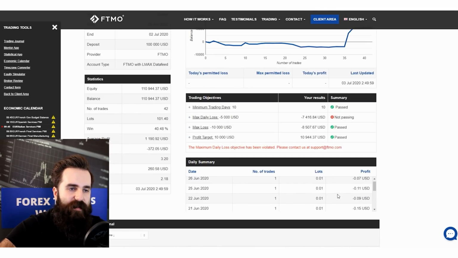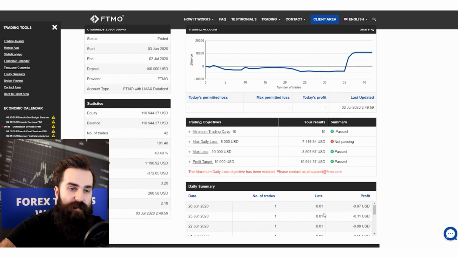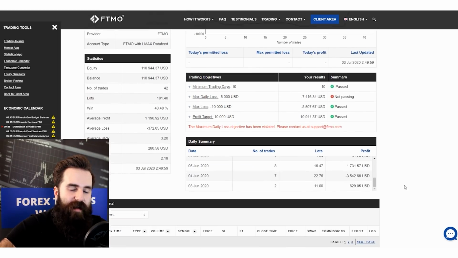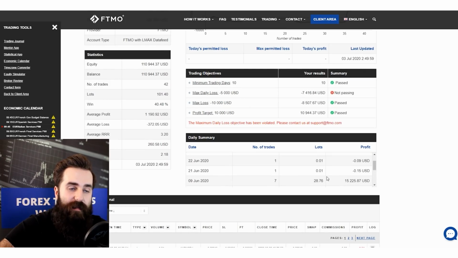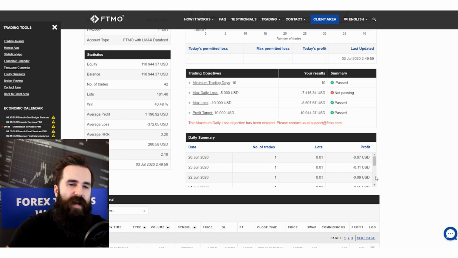And from this pattern in his daily summary, you can see that he tried to get those minimum trading days in, but unfortunately chances are that the max daily loss limit was already violated. So I suspect that this client didn't really know how max daily loss is violated, or he didn't really check his account matrix as we are doing right now.